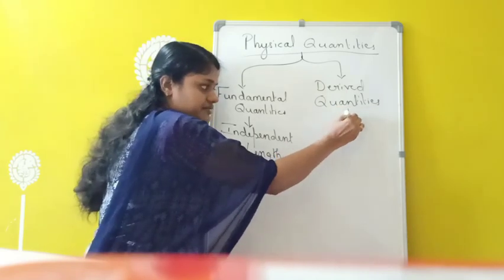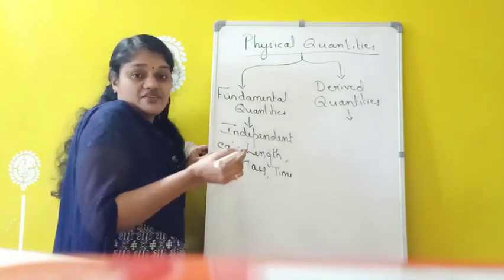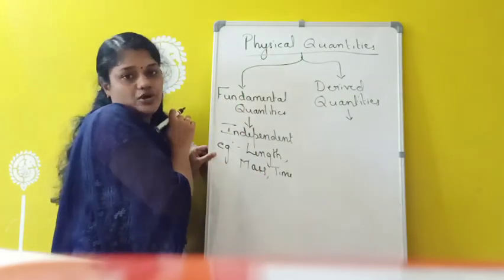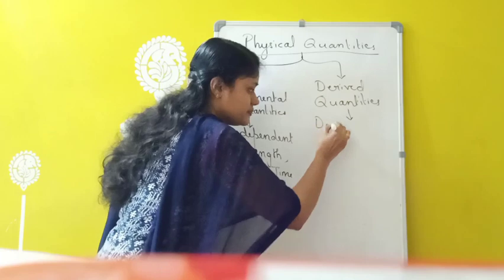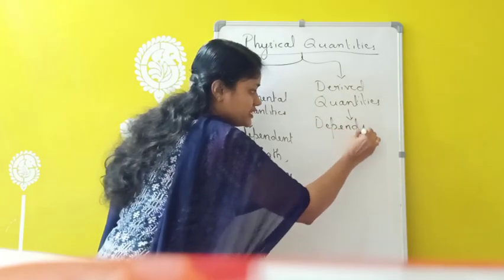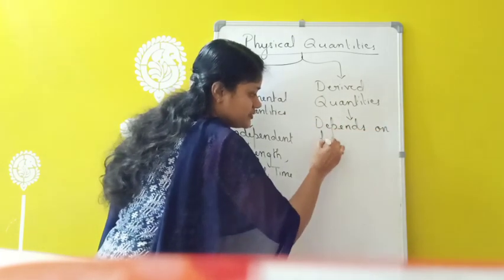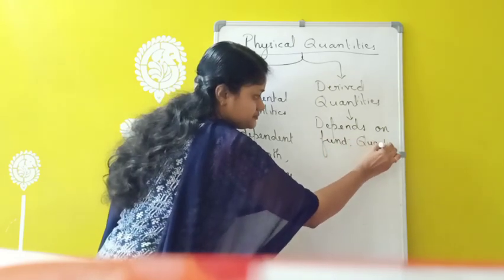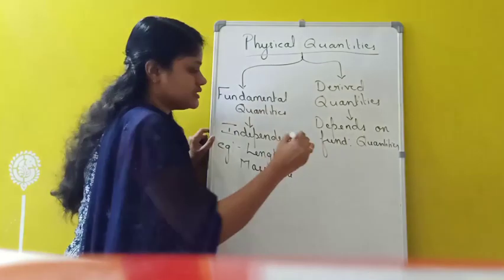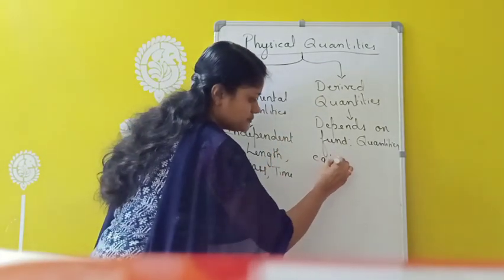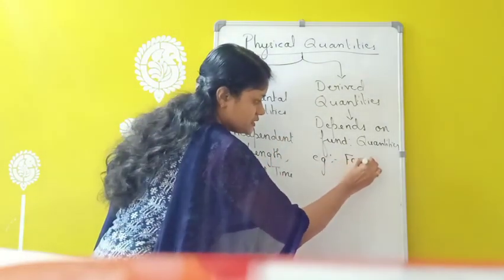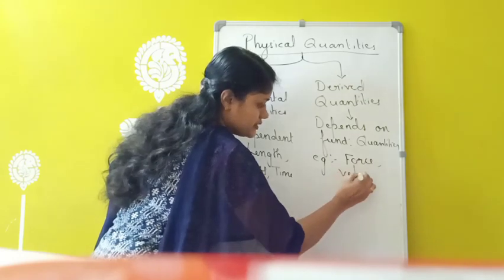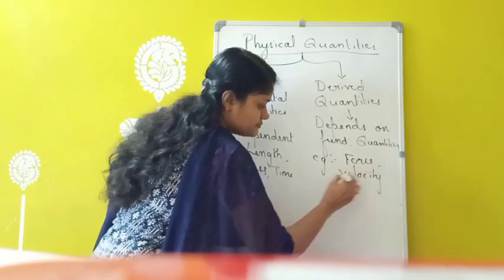Similarly, derived quantity means they are dependent quantities. They will be depending on fundamental quantities. For example, I am taking force, velocity, acceleration.